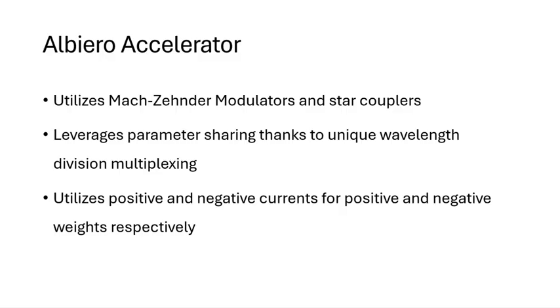Next are the accelerators. First is the Albiro accelerator. It utilizes Mach-Zehnder modulators and star couplers. This makes an efficient broadcast combined with multicast data distribution. Star couplers are passive devices and consume no power. It leverages parameter sharing thanks to unique wavelength division multiplexing. Leveraging shared parameters through passively overlapping receptive fields significantly increases computation parallelism. It utilizes positive and negative currents for positive and negative weights respectively.